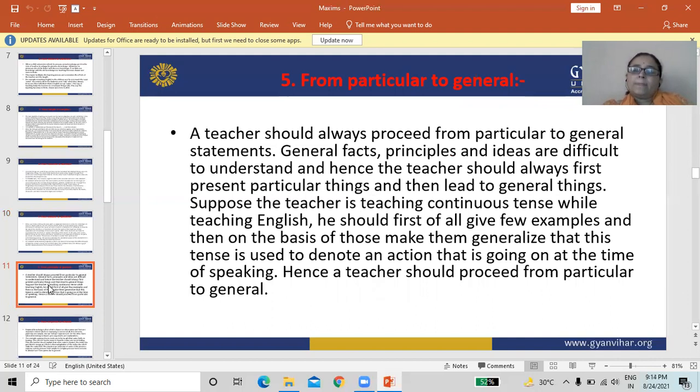From particular to general. A teacher should always proceed from particular to general statements. General facts, principles, and ideas are difficult to understand, and hence the teacher should always first present particular things and then lead to general things.